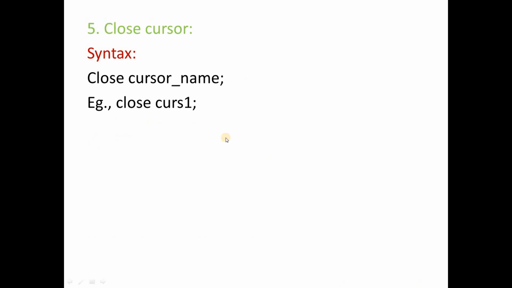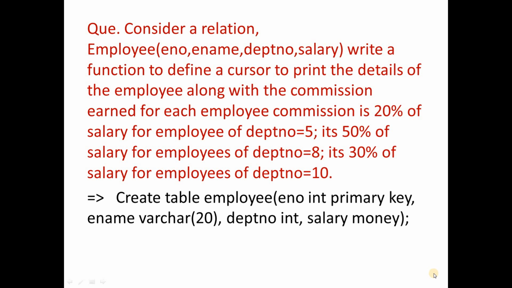The last phase is close cursor, because we declare the cursor, open the cursor, fetch some values, operate on those values, and reposition our cursor. The final phase is close cursor, because once all uses of the cursor are done, we have to close it. Simply use the close keyword followed by the cursor name you want to close. For example, close cursor 1. I hope you understood the five phases and how they work. So let's see an example.